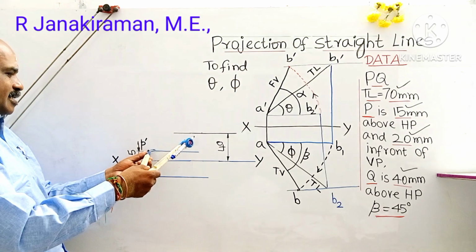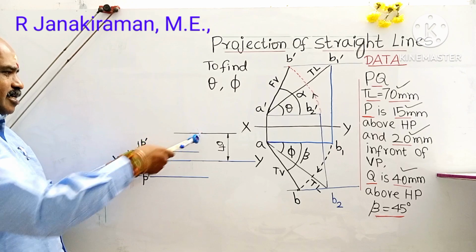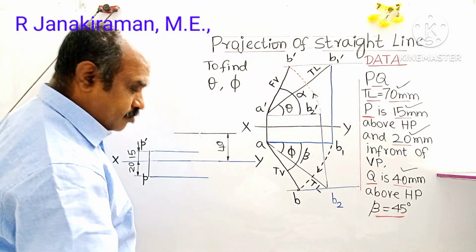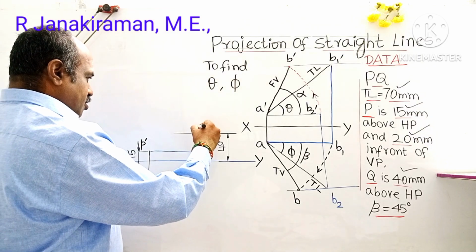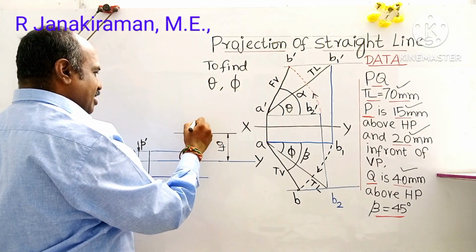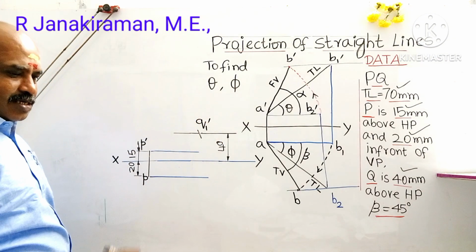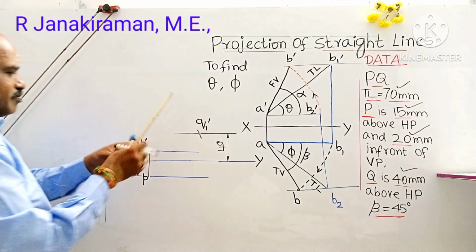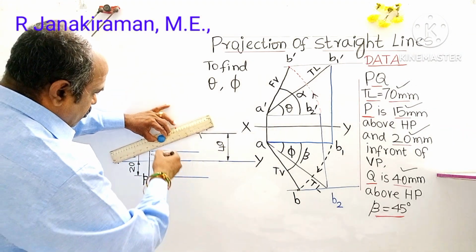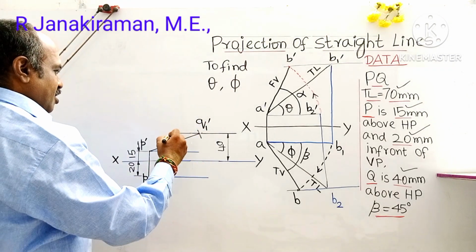From P dash as center, cut an arc on this horizontal line at a height of 40 mm. We cut it here. This arc shall be marked as the true length end point, B1 dash. Here Q1 dash we have to provide. So this is true length 70 mm. Join P dash and Q1 dash by using the freehand scale. This is true length TL.